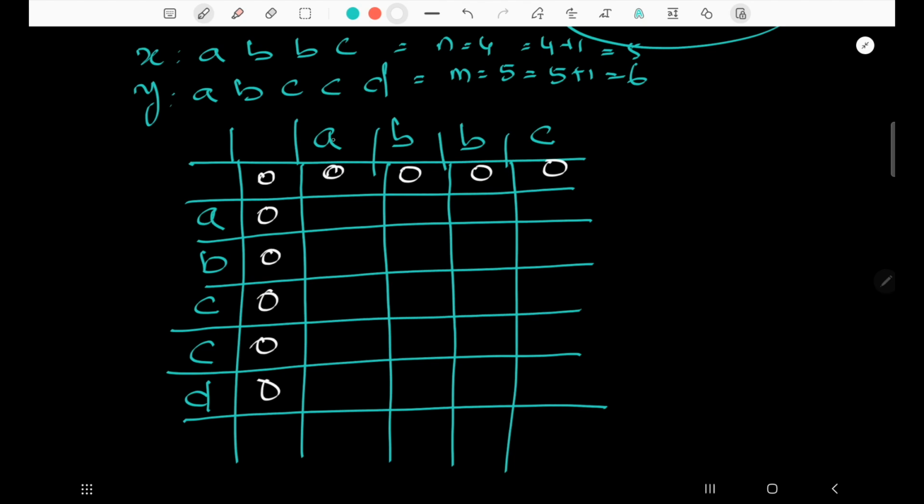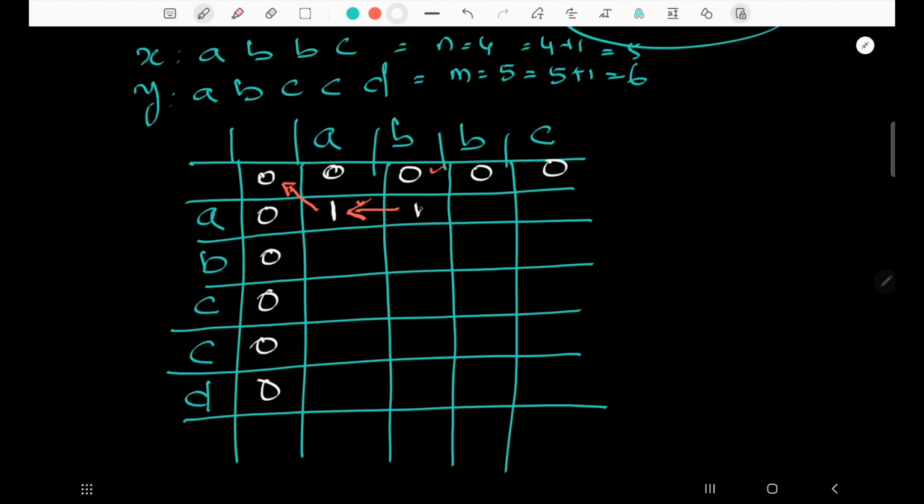Same, A and A are same, so diagonal plus 1. This is a diagonal, so make it 1. From where did I take the 1? From this cell. A and B not same, so the maximum of either this one or this one. Which is maximum? This one is maximum, so I take the maximum from here and the value is 1.